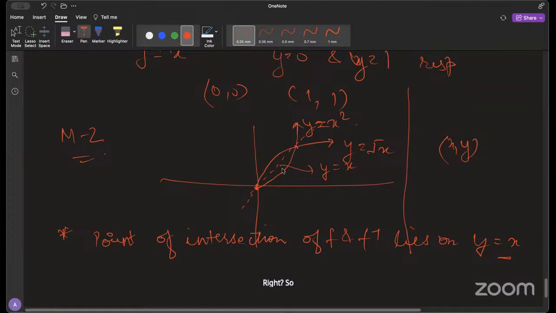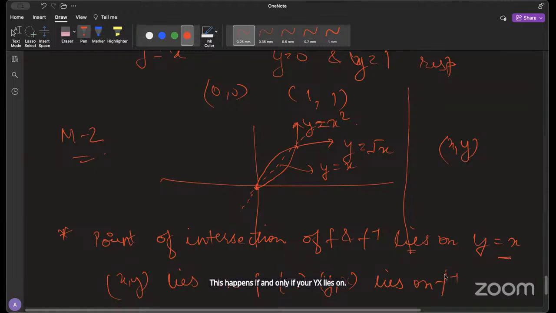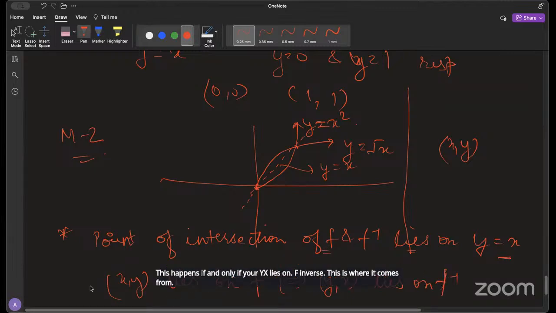And why does that happen? Is it true for every f and f inverse? Yes, it's true for every f and f inverse. The point of intersection of f and f inverse lies on y equals x. You must be familiar with this fact at least, that if (x, y) lies on f, this happens if and only if (y, x) lies on f inverse. This is where it comes from.